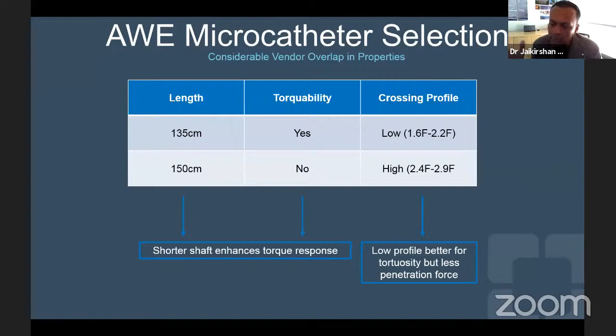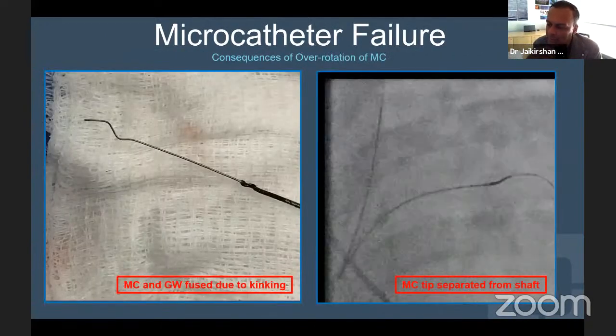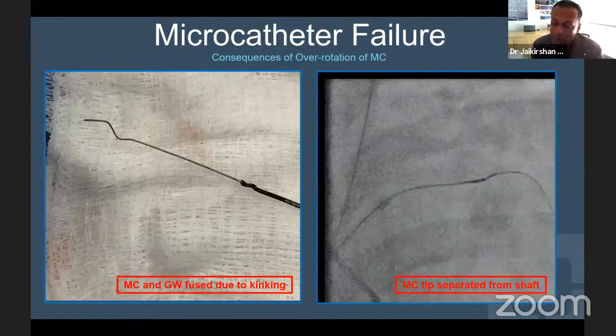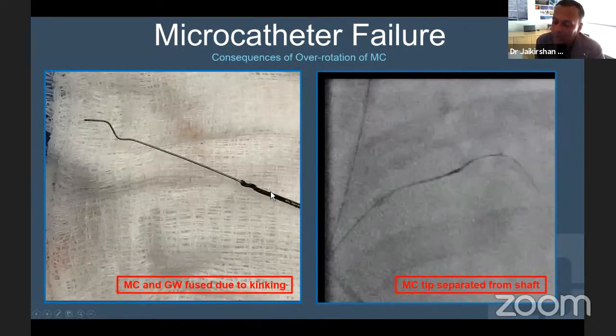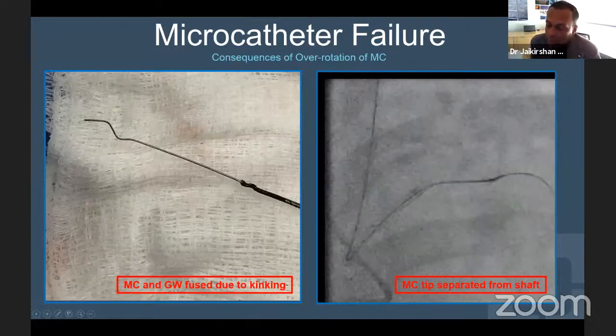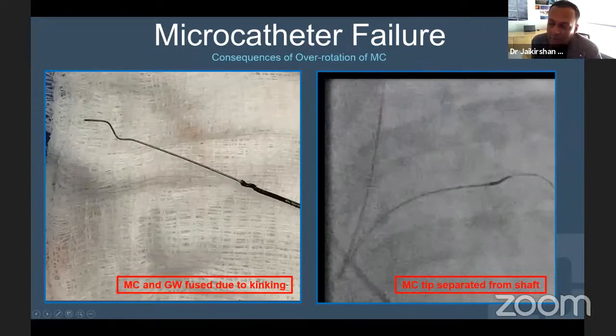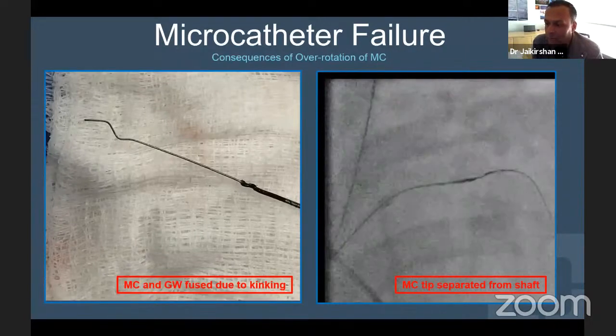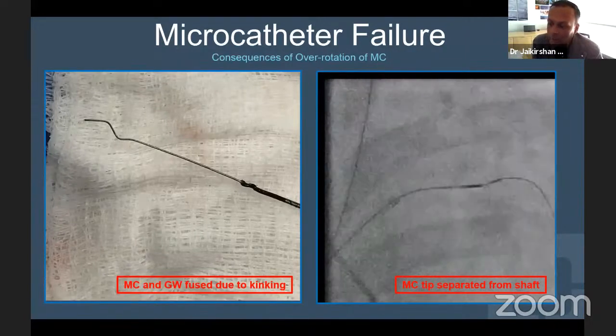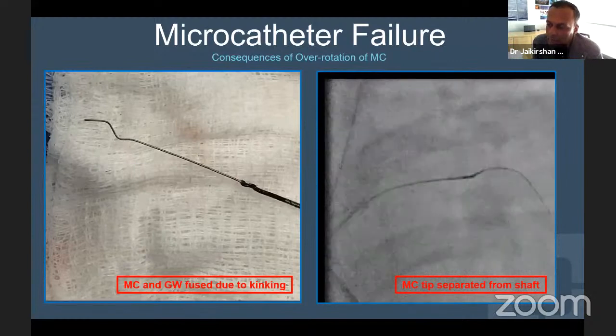So those are the things that you have to measure as you choose which microcatheter to use. There's always a pro and con to all of these things. The panel on the left shows a microcatheter that is torqueable, and we spun it so much that it actually kinked and fused to the guide wire. Once this happens, you have to remove the wire and the microcatheter and basically start all over again.